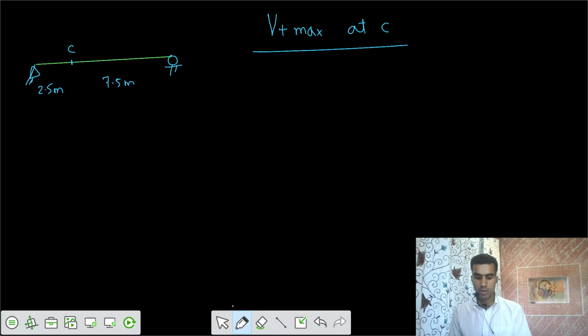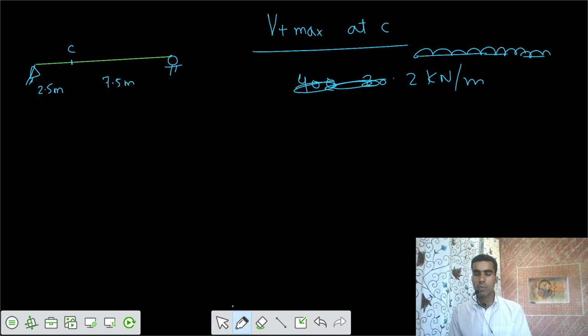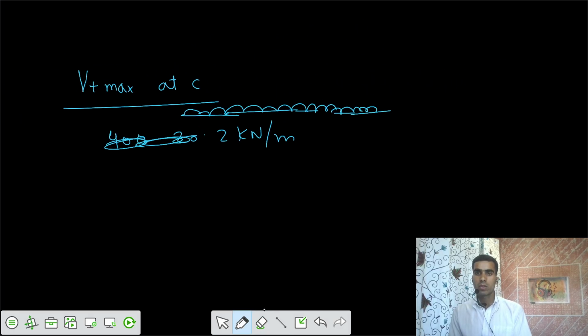If there is a UDL of 2 kilonewton per meter acting, it can occupy any part of the length, any part of the beam. That means we can have an infinite number of lengths of that UDL. But we only need the maximum. We have to ensure that we get the maximum shear force. Accordingly, we should fit this UDL anywhere. We can fit it anywhere, but the condition is that we need to get the maximum shear force.